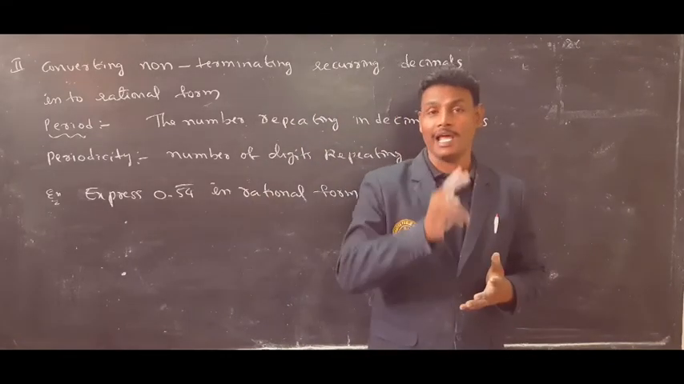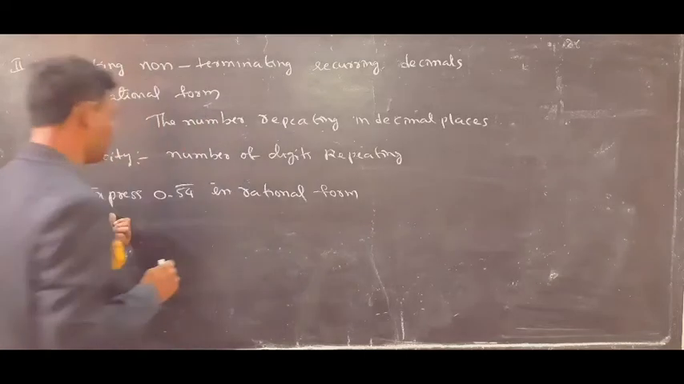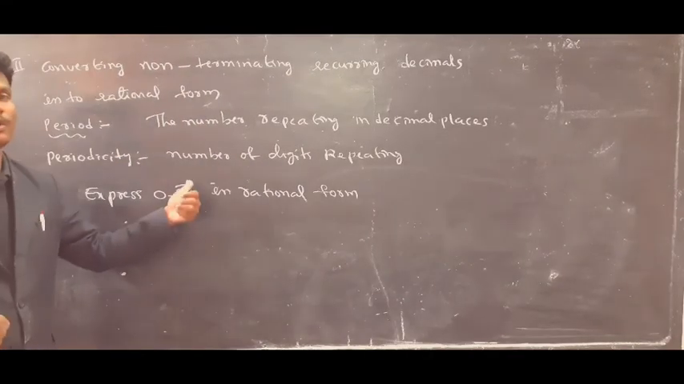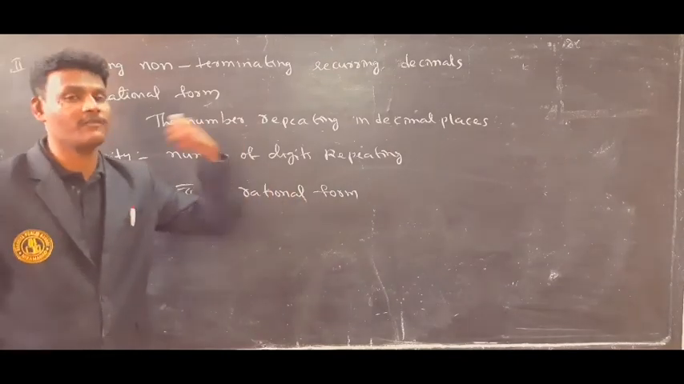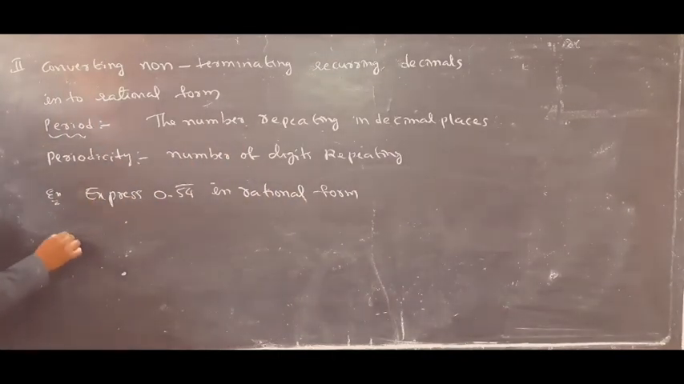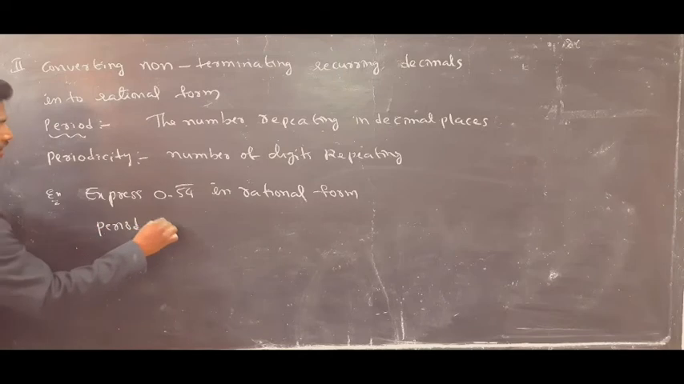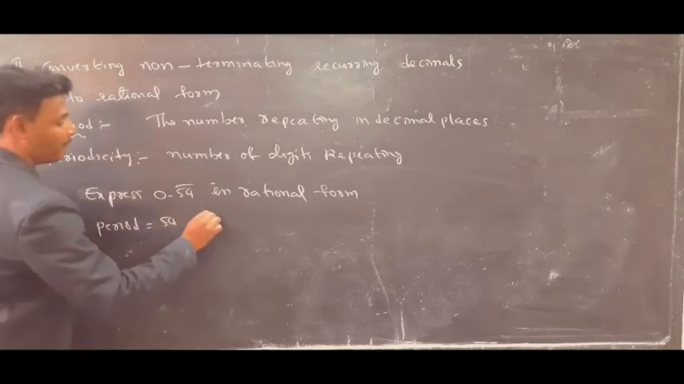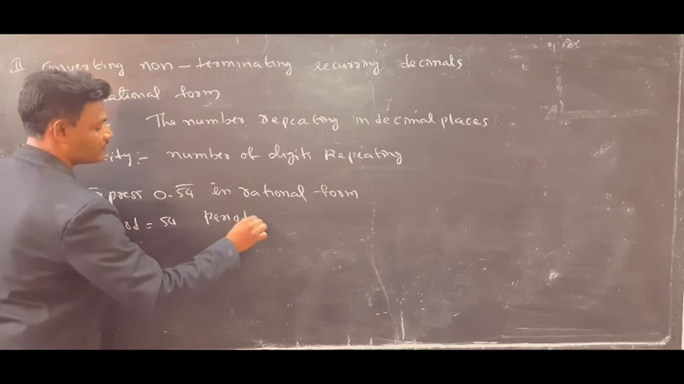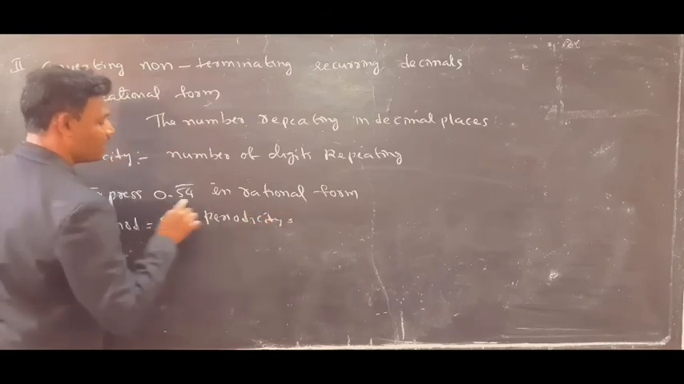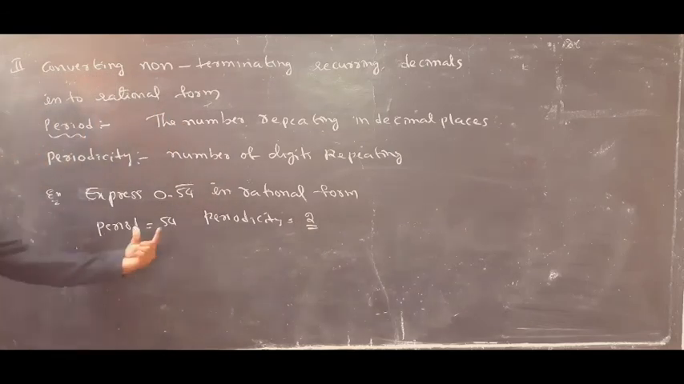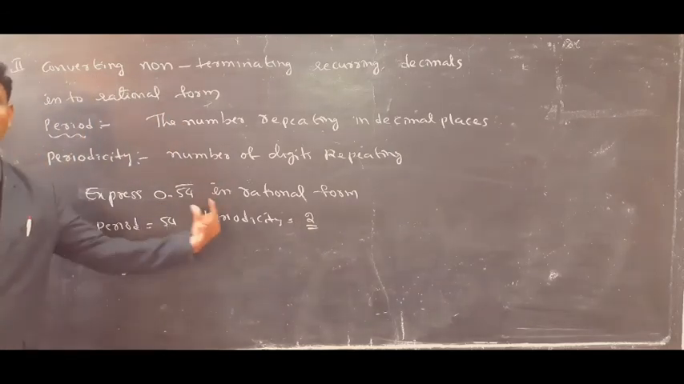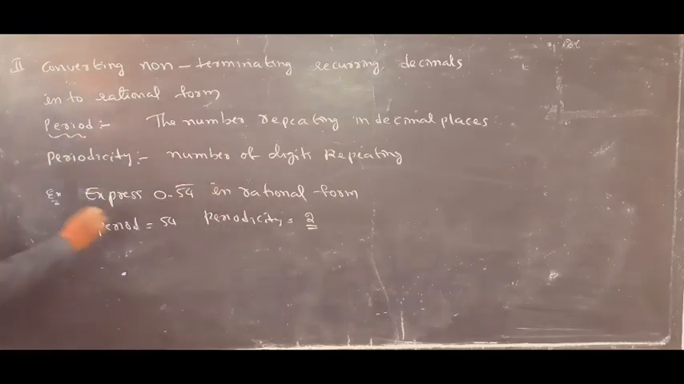Here is a question. Listen well. Express 0.54 bar, where the bar indicates the repeating part, in rational form. In this, first, what is the period? Period is equal to 54. Then periodicity: under the bar, how many numbers are repeating? 2. So here the period is 54 and the periodicity is 2.